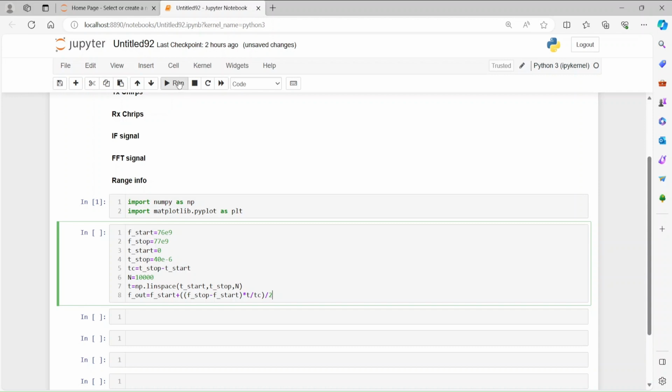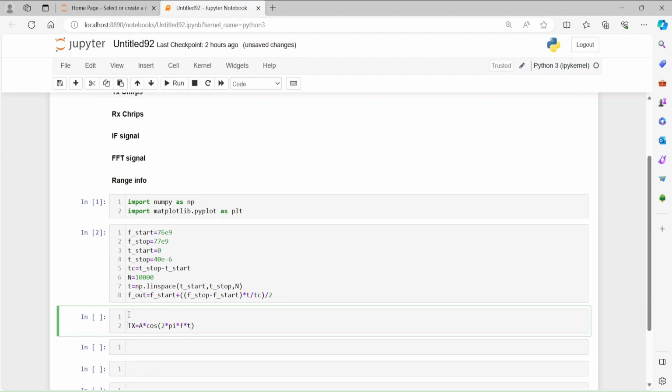Let's run this. A chirp is nothing but a sinusoidal wave, and I'm going to show you right here. Let's say our transmit signal tx is A times cos of 2 times pi times f times t. If you look at this equation, this is just a sinusoidal wave equation. Now let's define A, which is the amplitude; in this case I'm just taking 1 volt. For cos we have to write np.cos, and for pi np.pi, because we are importing these from the numpy library.